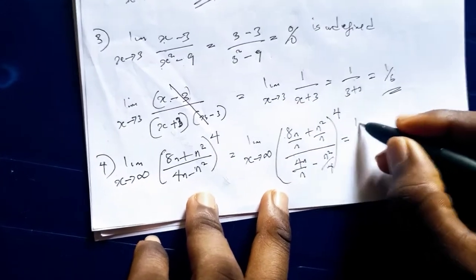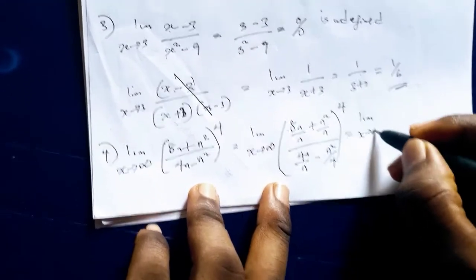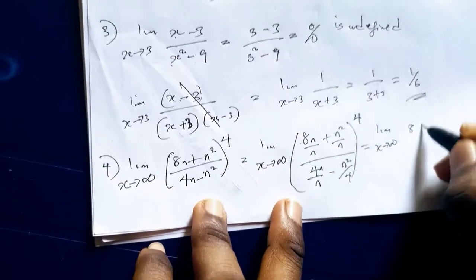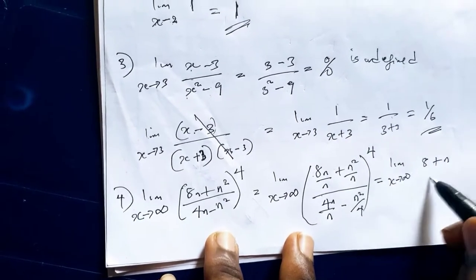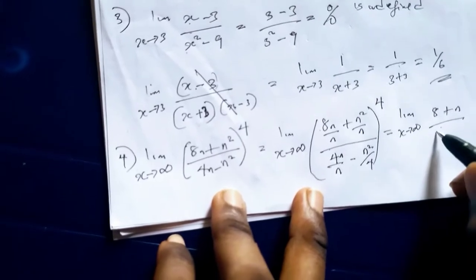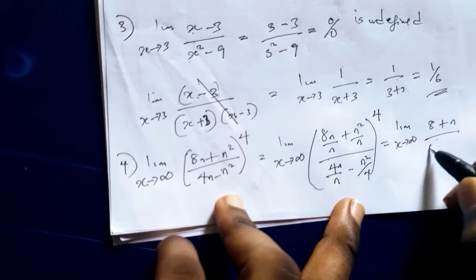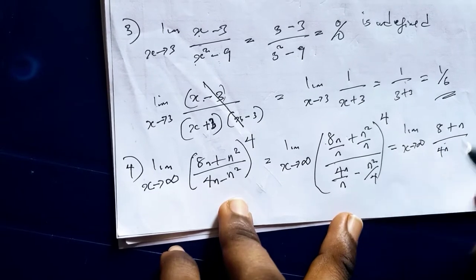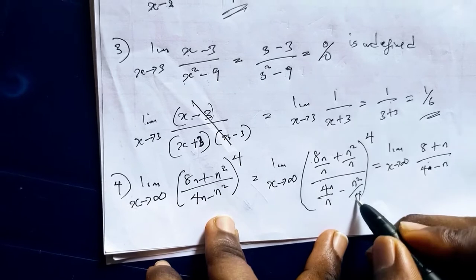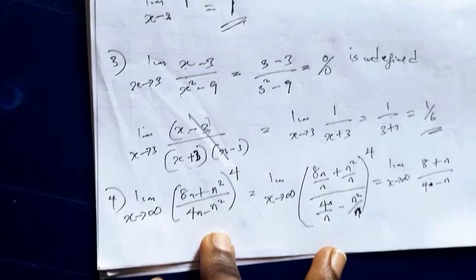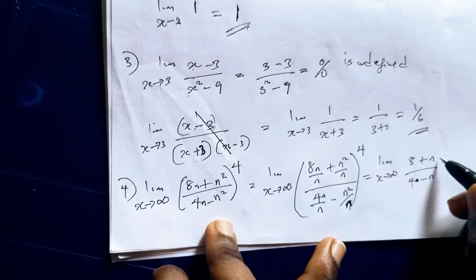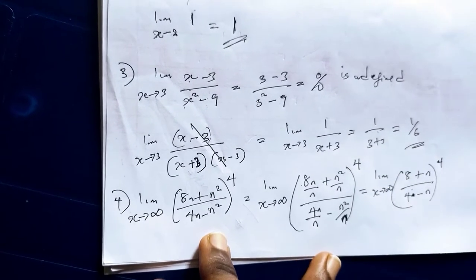And this is equal to the limit as x approaches infinity of 8 plus n divided by, okay, 4n, or rather 4 minus n. I think I made a mistake here. This is supposed to be n here because we are dividing through by n. So all to the power of 4.